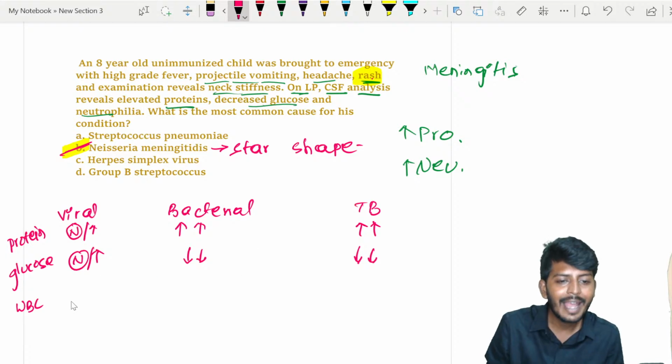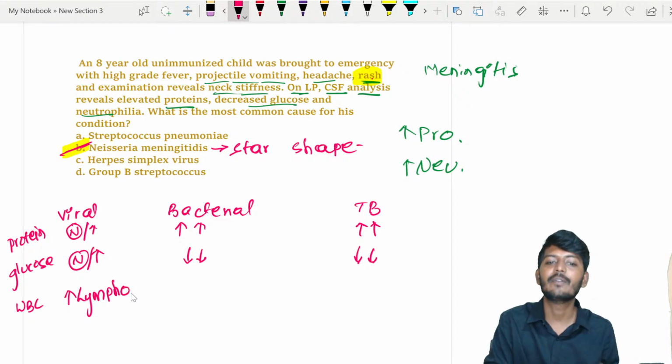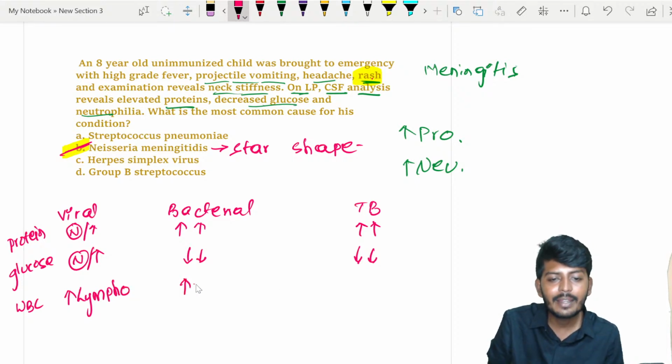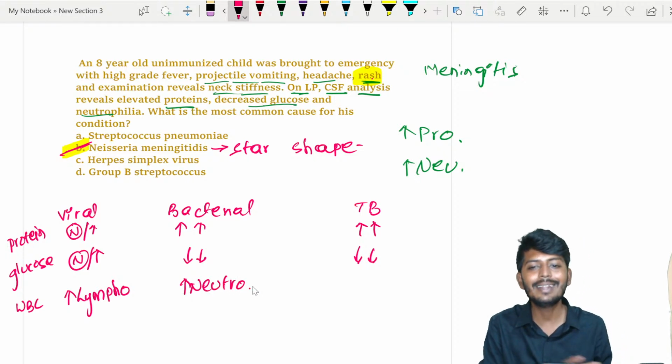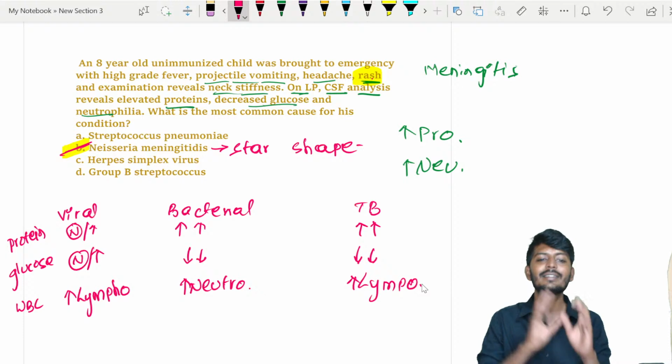Okay, then we have WBC. In viral meningitis, you will find an increase of lymphocytes, and in bacterial meningitis, an increase of neutrophils, and in TB meningitis, an increase of lymphocytes. Okay, so this is the scenario.